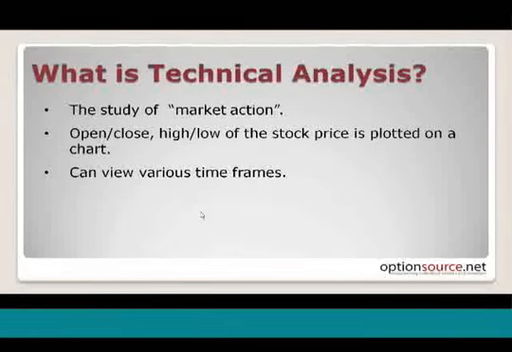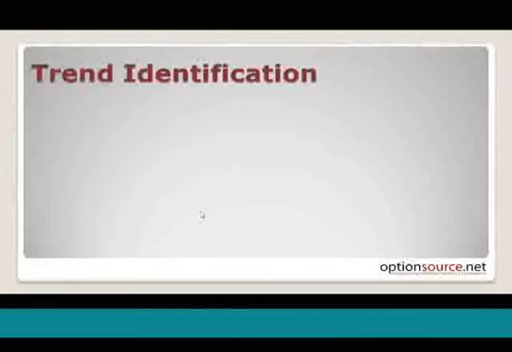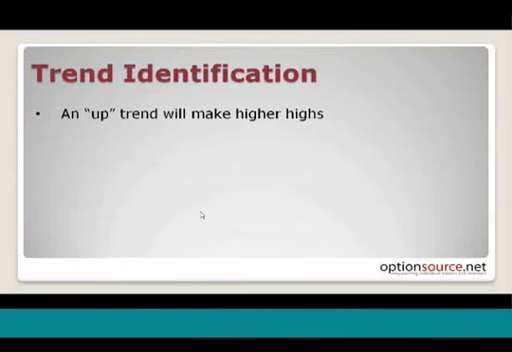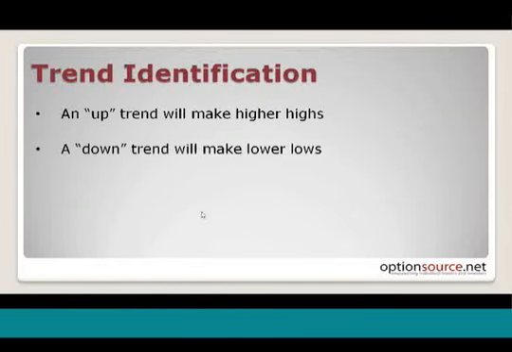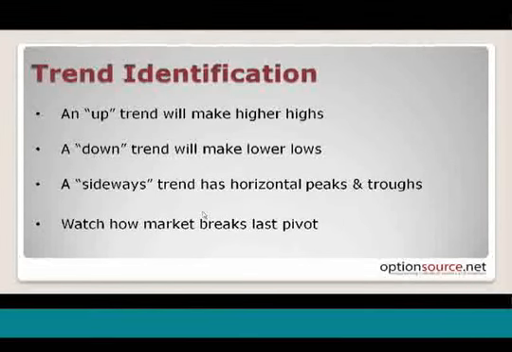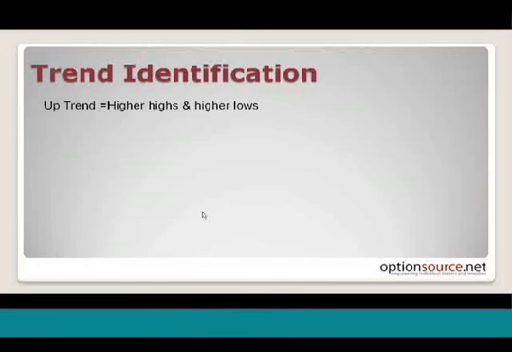Now, of course, we're looking at these individual bars forming trends and patterns, and these trends and patterns help us determine market direction. So when we talk about identifying trends, we really try to keep it as simple as possible. An uptrend is going to make higher highs. A downtrend is going to make lower lows. And of course, you can have a sideways trend, which is essentially establishing horizontal peaks and troughs. Now, what we want to do is watch how the price action breaks what we call our pivot point, and I can illustrate that here in a little diagram.